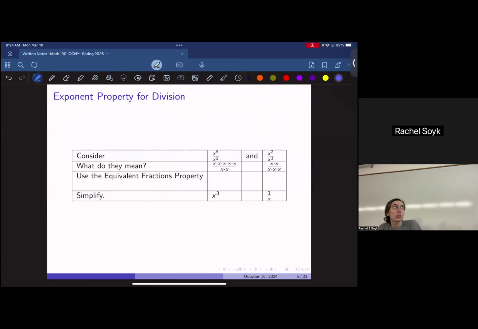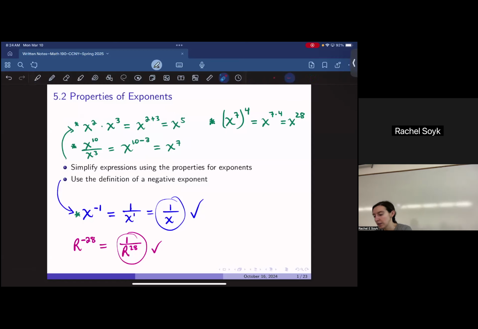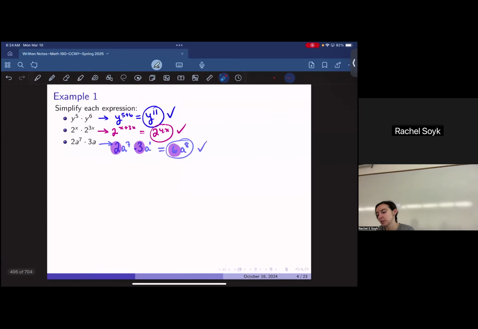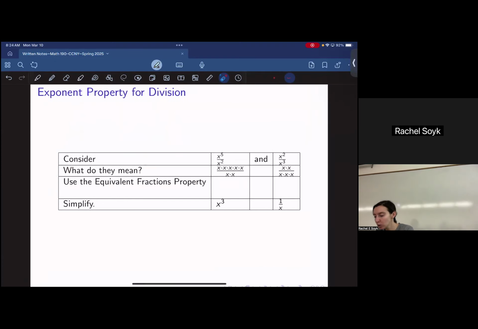Our next rule is our property for division. So that was, if we went back to the objective, that is this property here. When we divide exponents that have the same base, we subtract the exponents. So we have 2 concrete examples here. We have our x to the 5th divided by our x to the 2nd, and we have x to the 2nd divided by x to the 3rd.